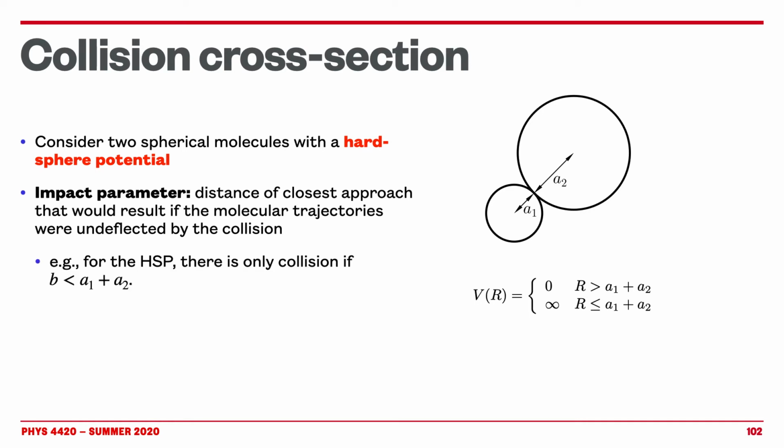So in other words, for the hard sphere potential, there is only collision if the distance between the two is smaller than A1 plus A2. The impact parameter here, of course, is not A1 or A2. Actually the impact parameter is the distance between the two particles. So it's going to be A1 plus A2 in this particular case. All right. So basically, the idea is that if the distance between the two particles is smaller than A1 plus A2, then there is a collision. Otherwise, there is none.